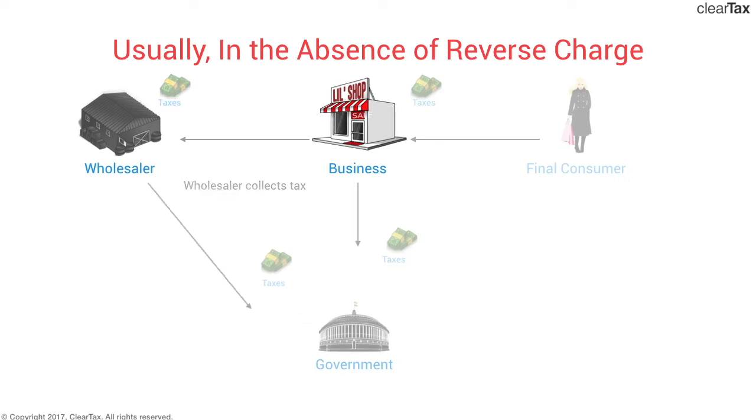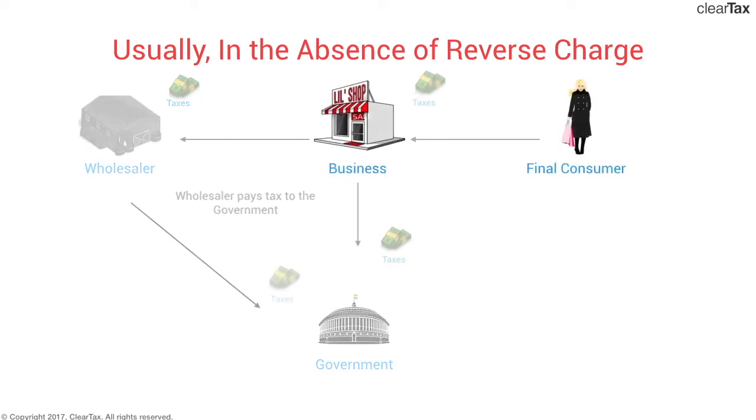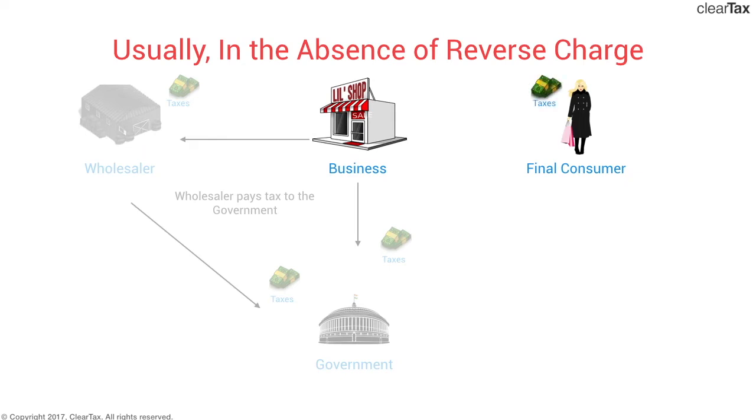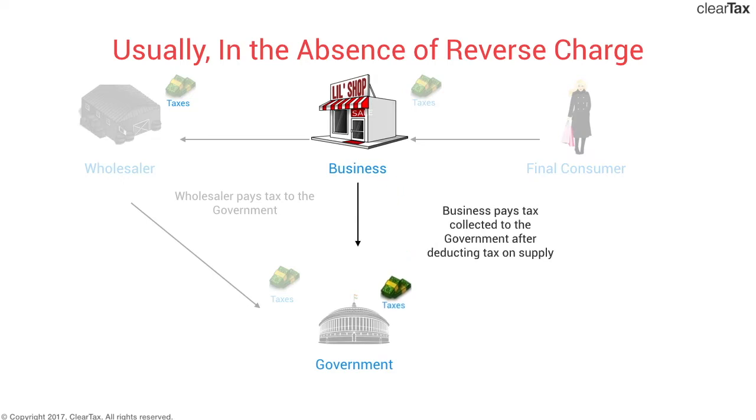This is step 2. Third step would be where the wholesaler will pay this collected tax to the government. It is the wholesaler's liability to pay tax collected from its customers to the government. Next step is between the business and its final consumer. Of course, there's a sale of goods. The business would sell goods to the final consumer. In return for this sale, the business will collect tax along with the price of the product from the customer. Now, it's the business's responsibility to pay this output tax, the tax collected from customers, to the government.